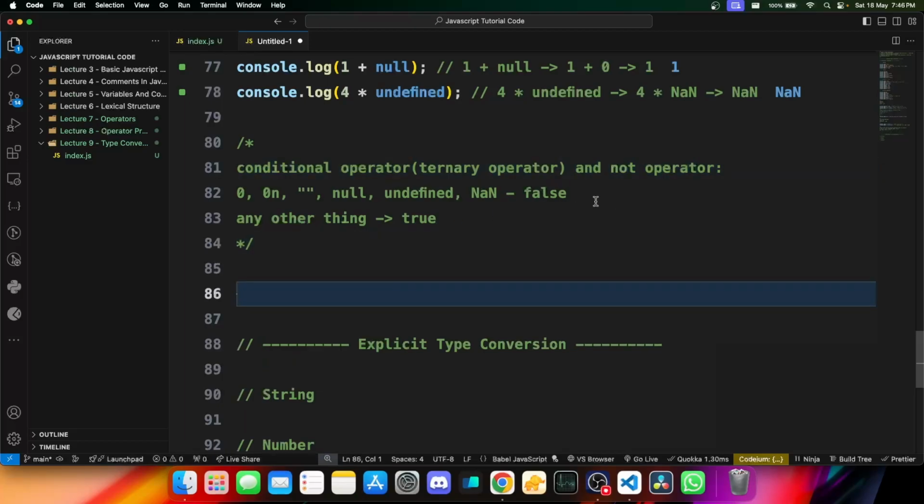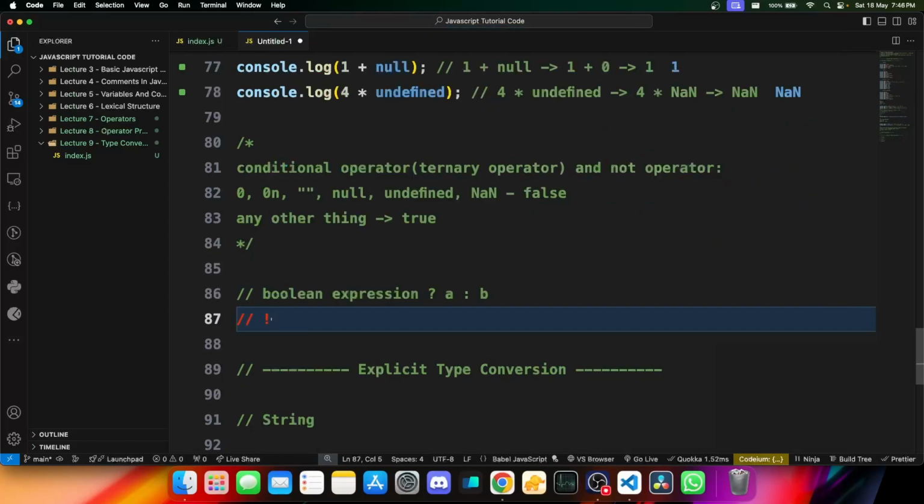Anyways, let's talk about the conditional operator and the not operator. One thing you need to understand is what happens if you pass a non-boolean value in the conditional operator. So let me go and get the conditional operator syntax. Boolean expression, A, B. You already know if the Boolean expression is true, then you get A. If the Boolean expression is false, then you get B. And obviously the not operator expects a Boolean value over here. It reverses the Boolean value.